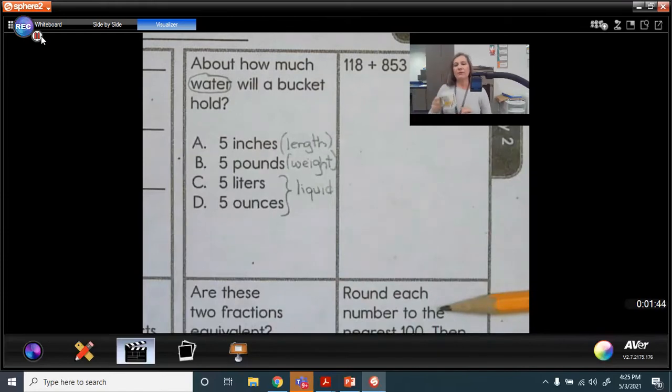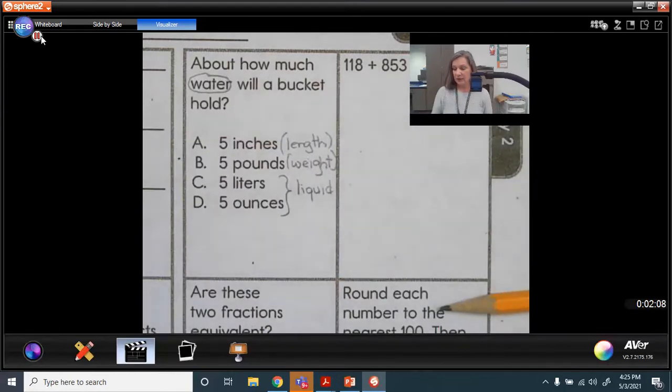So I have a coffee cup here, if you notice, and this coffee cup is about 8 ounces. So 5 ounces would not even fill this coffee cup, if that makes sense to you. So think about that. Would we use these 5 ounces right here to fill a bucket?